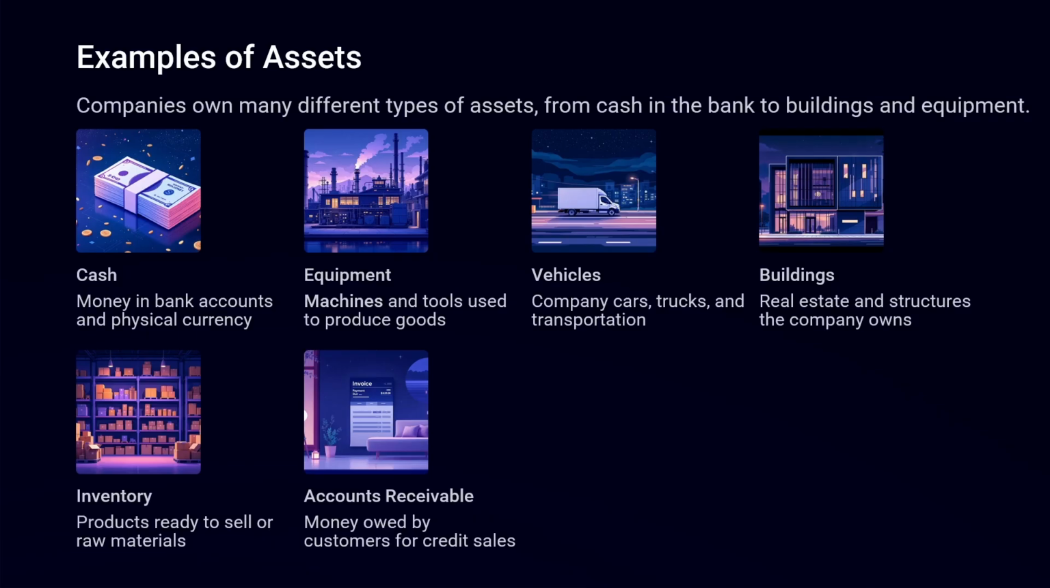Cash, money in bank accounts and physical currency. Equipment, machines and tools used to produce goods. Vehicles, company cars, trucks, and transportation. Buildings, real estate and structures the company owns. Inventory, products ready to sell or raw materials. Accounts receivable, money owed by customers for credit sales.